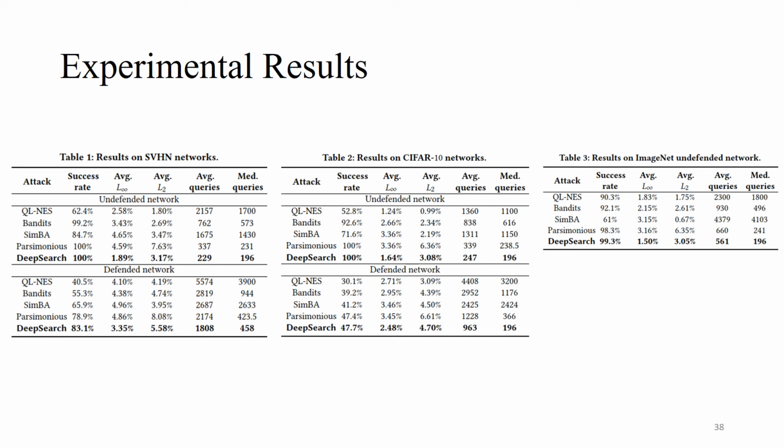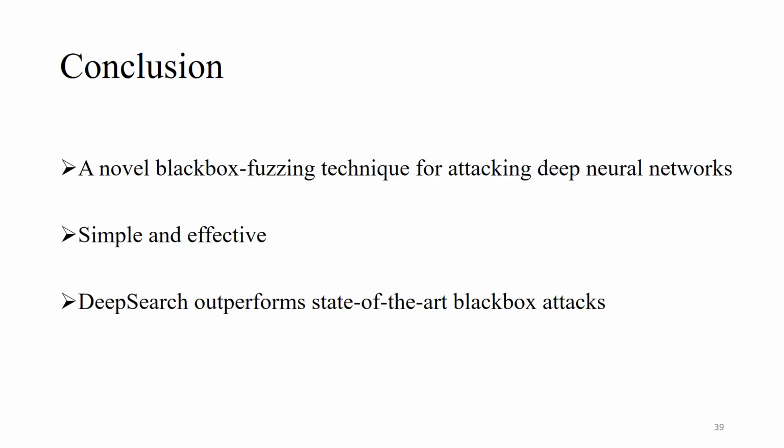From more detailed experimental results, we can see that DeepSearch has the highest attack success rate. DeepSearch has found adversarial examples with the lowest average L-infinity distortion rate, and DeepSearch has the highest query efficiency. Although DeepSearch is an L-infinity attack, adversarial examples found by DeepSearch also have low average L2 distortion rate. In conclusion, DeepSearch is a novel black box fuzzing technique for attacking deep neural networks. It is simple and effective. It outperforms state-of-the-art black box attacks.